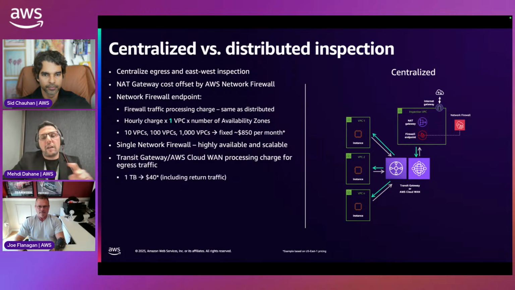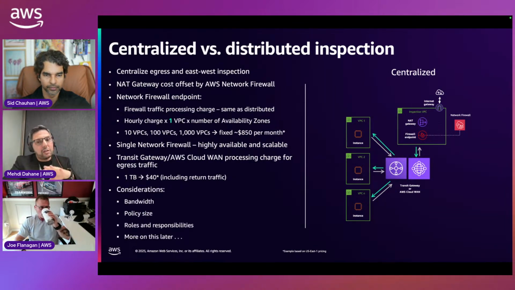But the question that you might have is, hang on, Mehdi, a second. In this case, we're sending traffic via the transit gateway or Cloud WAN, right? So there is a charge anyway for sending traffic via Cloud WAN or transit gateway. The answer is yes, but here I'm giving an example: 1 terabyte of traffic that you're sending through transit gateway back and forth to the internet is going to cost you about $40. So it's still not very significant compared to the cost of deploying firewalls that we saw earlier in each of the VPCs.